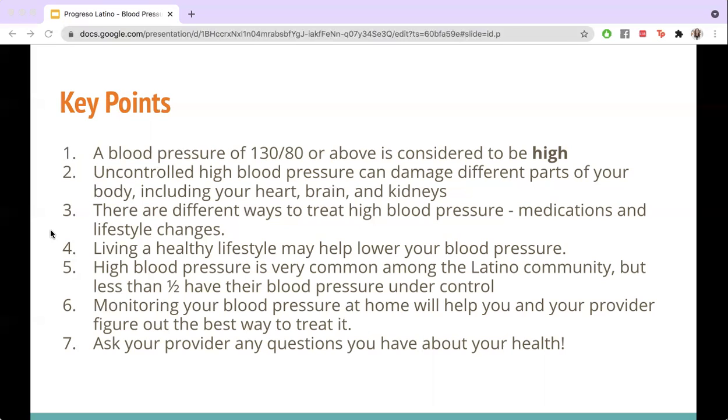And lastly, ask your provider any questions you have about your health. No question is ever too silly, and it is really important to advocate for what you need and make sure you have all the information that you want so that you can be as healthy as you can be.